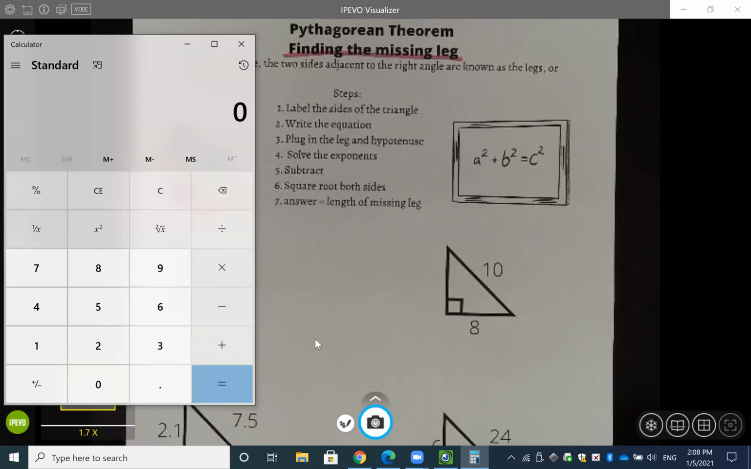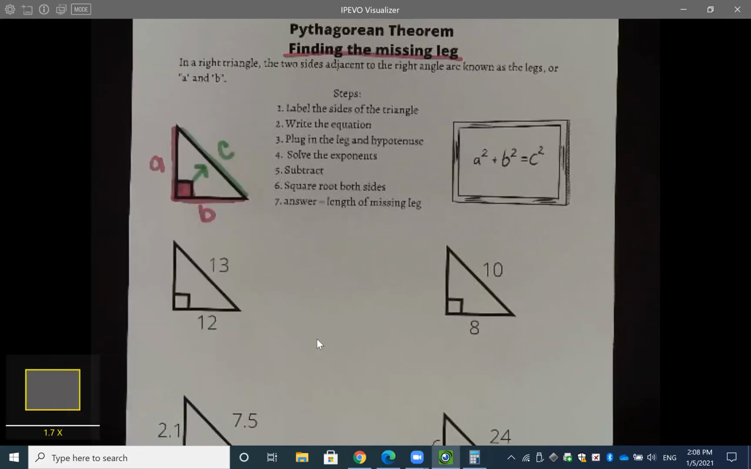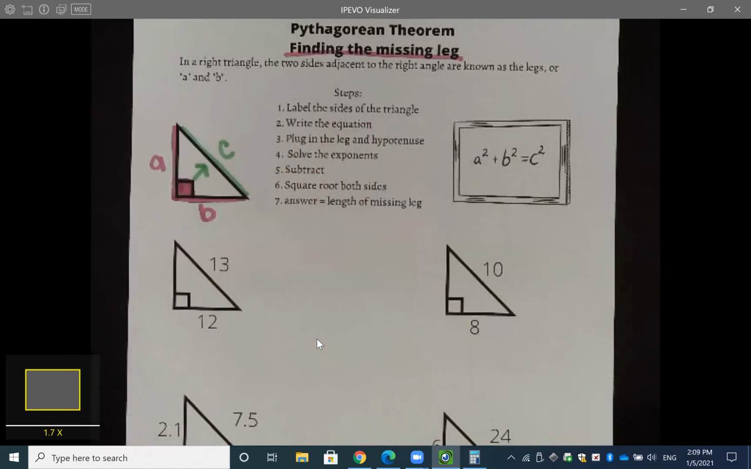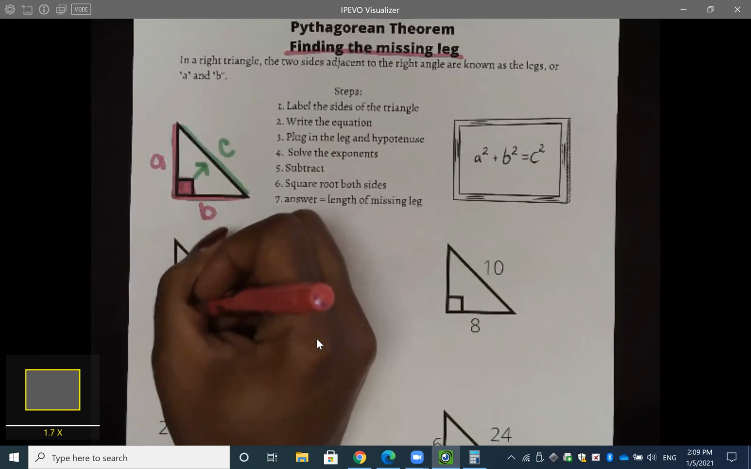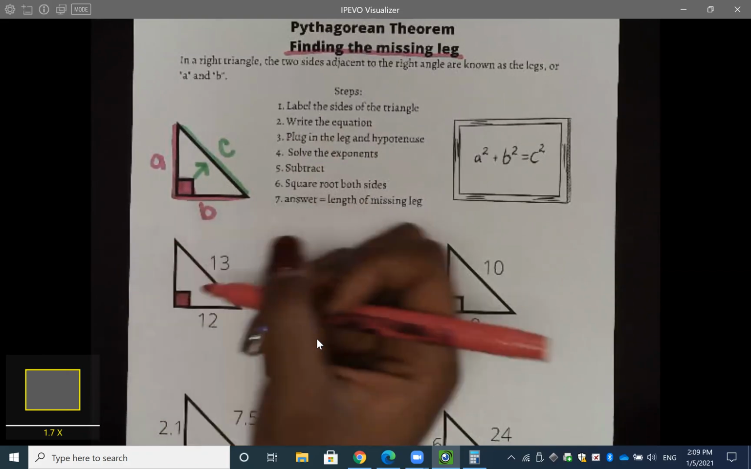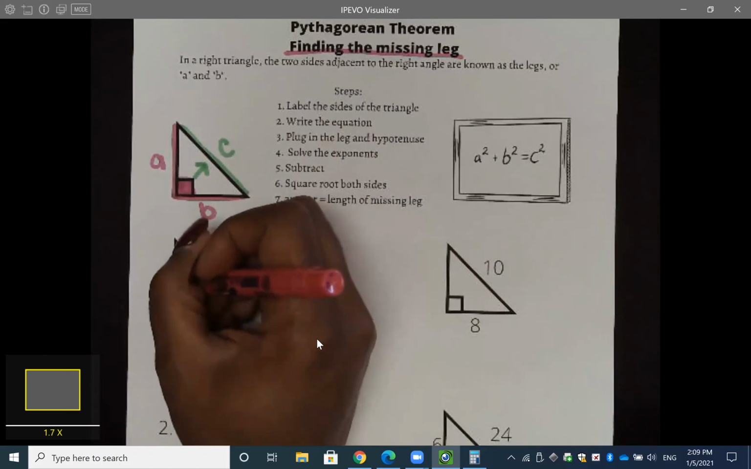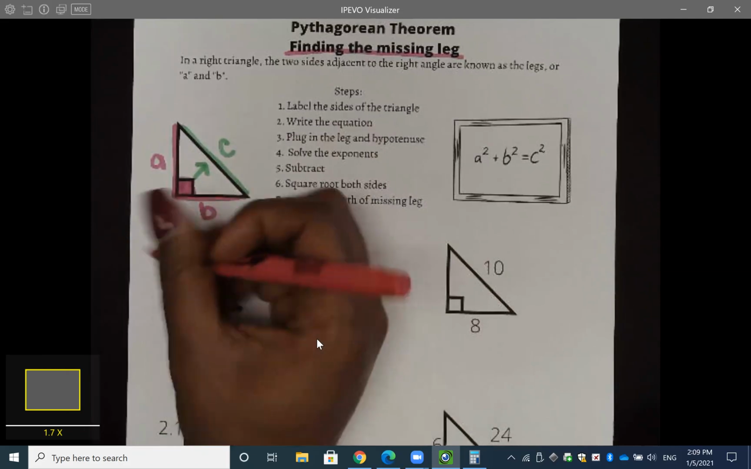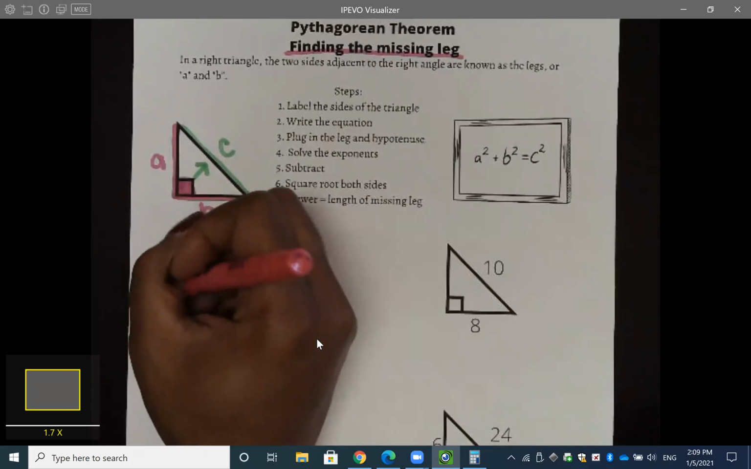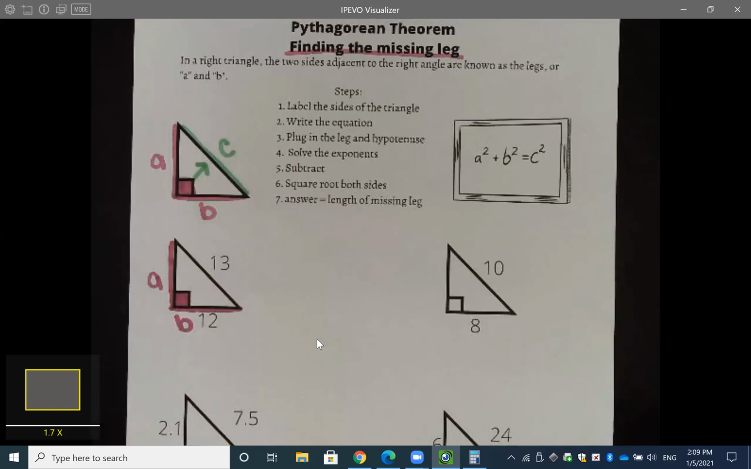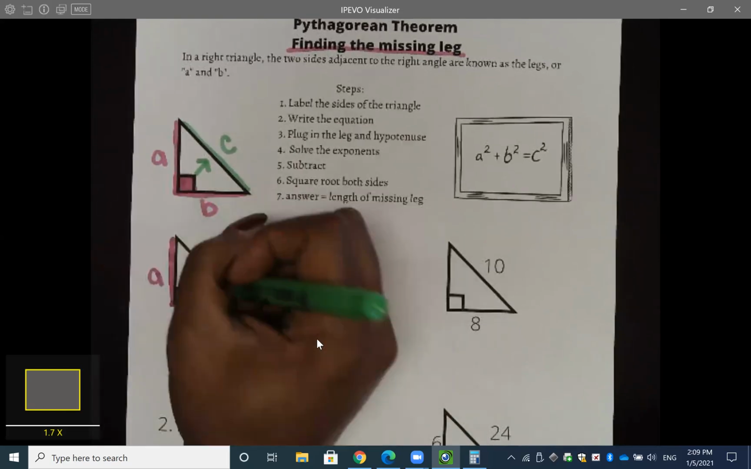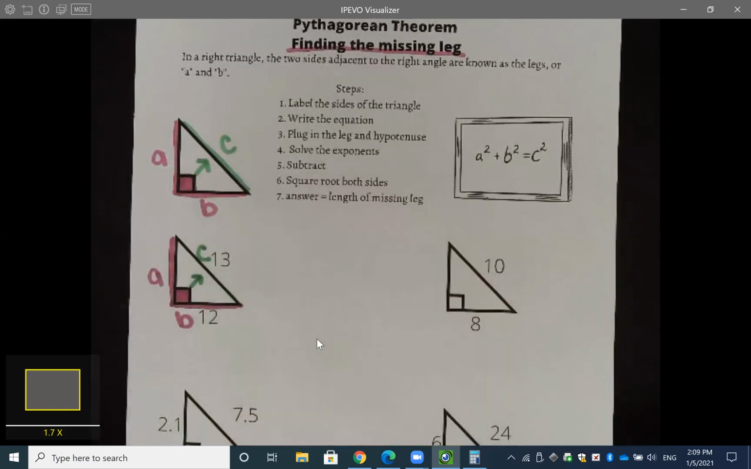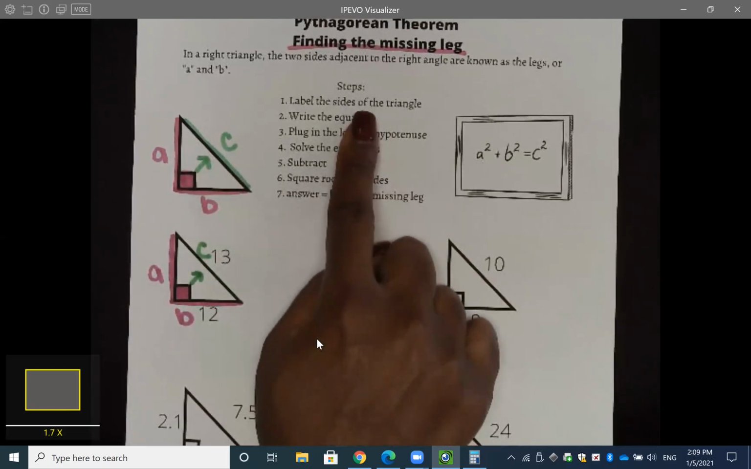The first thing I'm going to do is label the sides of the triangle. I'm going to identify my right triangle and highlight the two sides that are touching my right angle. I know those are my legs, so my A and my B. The one that's directly across is going to be my C. So now I know my A, B, and C. I have labeled the sides of the triangle.